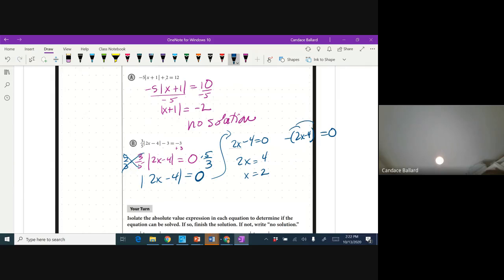I'm going to distribute this in. So negative 2x plus 4 equals 0. Negative 2x equals negative 4. And x equals, I'm going to divide by negative 2, I would get positive 2. So notice, look, it's the same number. It's okay to have that repeated answer, though. Okay, and you can just leave it as the repeated answer.